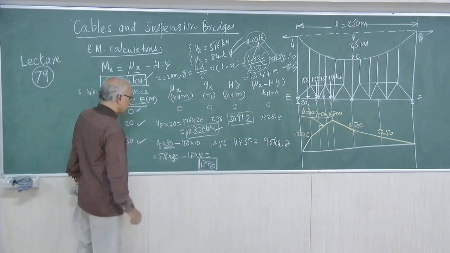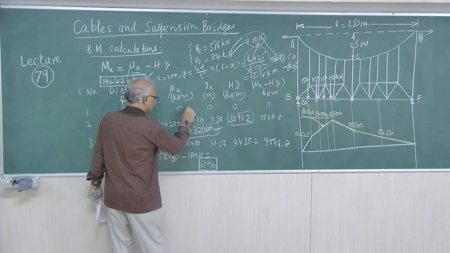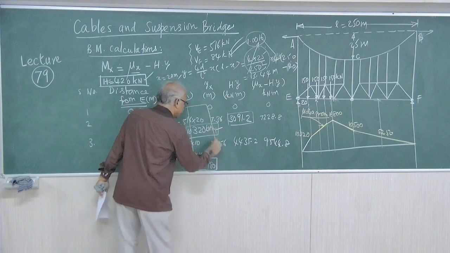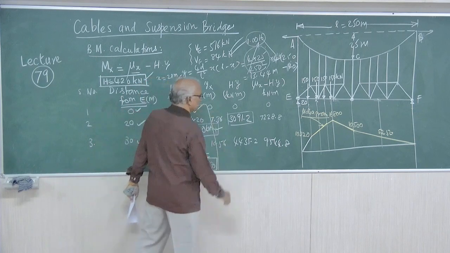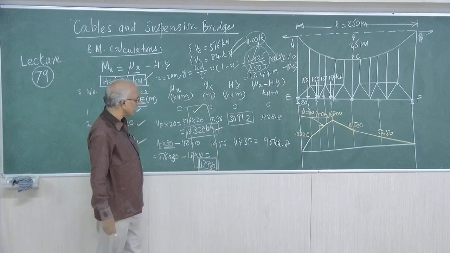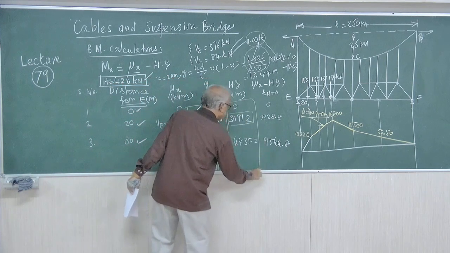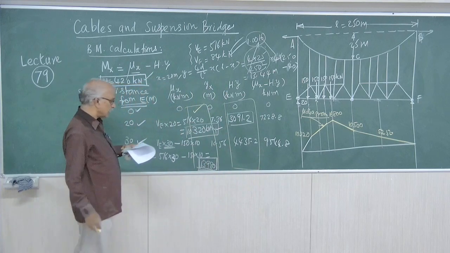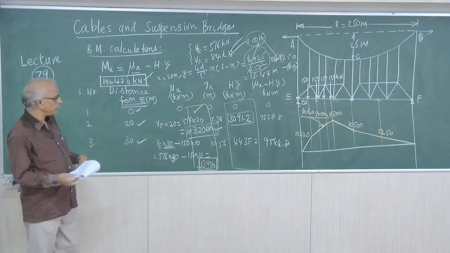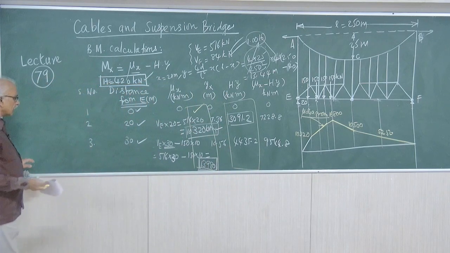Now, we have plotted only these values now. These values we have plotted, right? Now, this is H into y, the reduction factor. It is a parabolic curve, H into y.